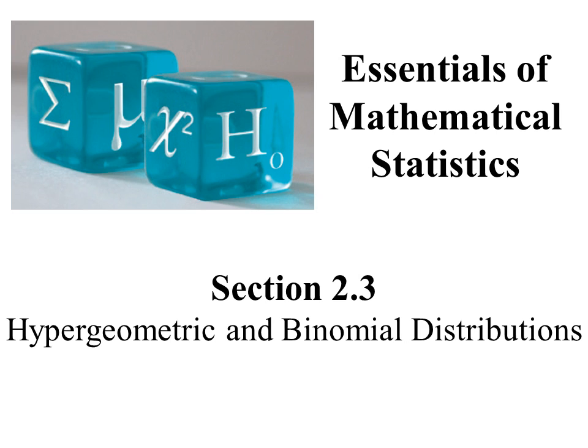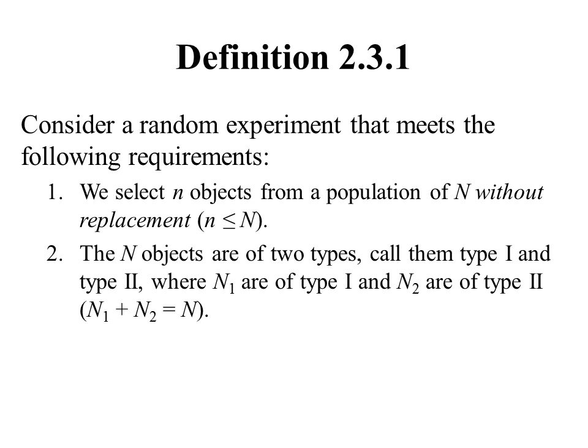These distributions apply to random experiments that meet certain requirements. So let's define our first type of distribution called the hypergeometric. Consider a random experiment that meets the following two requirements. Number one, we select n objects from a population of capital N without replacement. And then number two, the capital N objects are of two types. Call them type 1 and type 2, where capital N1 are of type 1 and capital N2 are of type 2, and of course N1 plus N2 has to equal capital N.